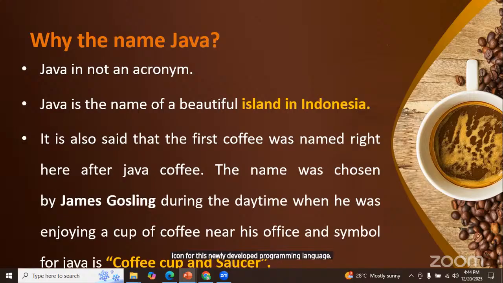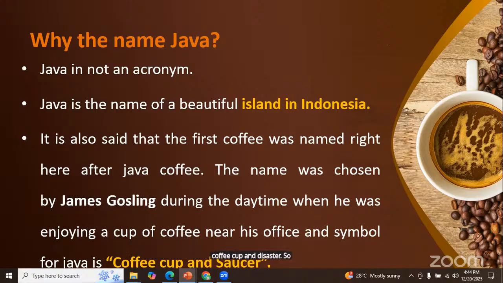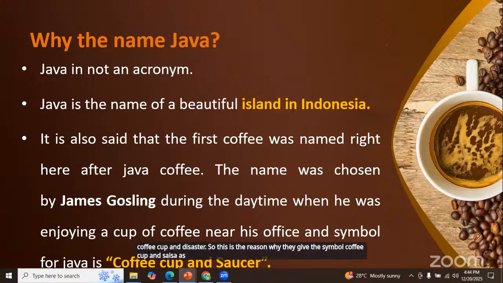That's why, if you observe, whenever you are working with Java, the icon for the Java software is a coffee cup and saucer. So this is the reason why they gave the coffee cup and saucer symbol as an icon for this newly developed programming language.